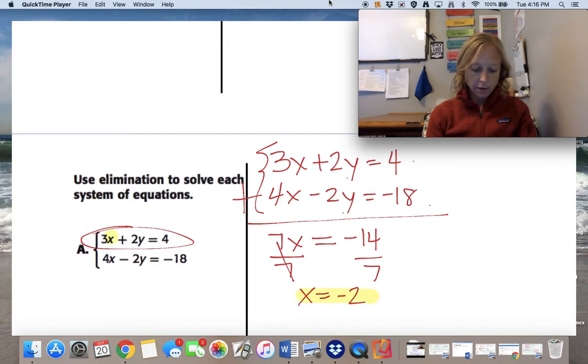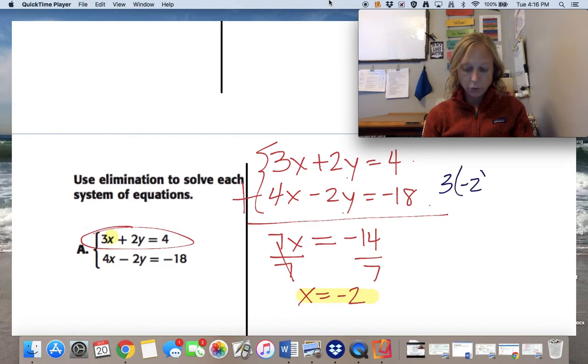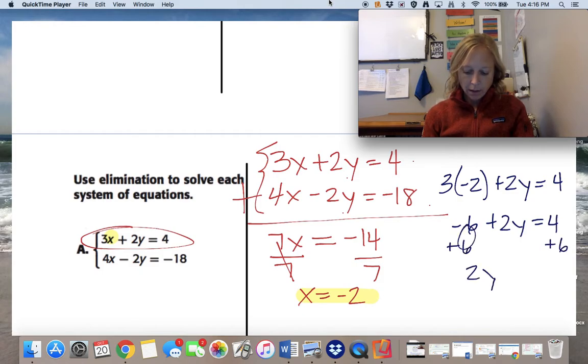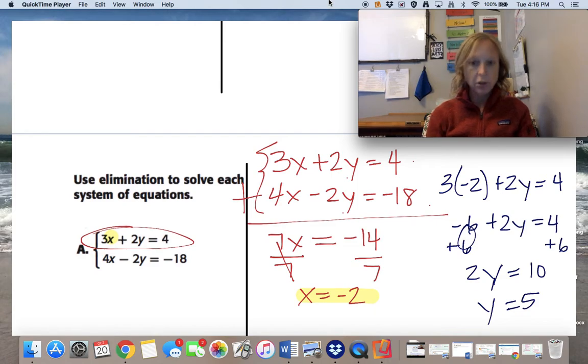I'm going to switch colors, and I'll try to squeeze this in on the right. So I will have 3x, negative 2 plus 2y equals 4. Negative 6 plus 2y equals 4. Add 6 to both sides. 2y equals 10. Y equals 5. Now I know my x term and my y term. I can write my ordered pair of negative 2, 5.